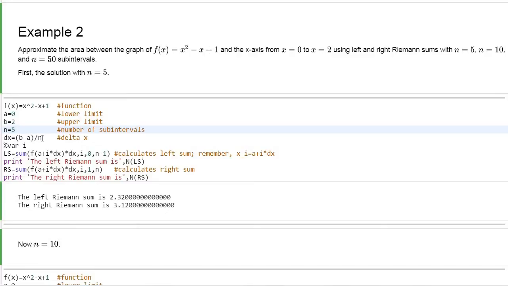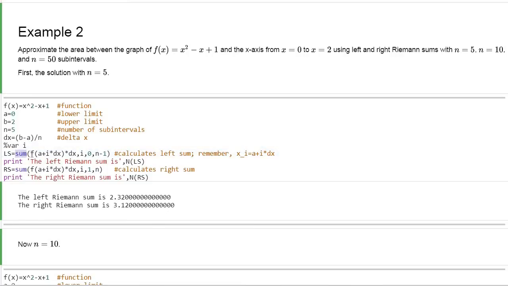So dx is my shorthand for delta x, because I didn't want to type delta x every time. That's b minus a over n. That's the width of each subinterval. I'm going to use i for my summation variable, so I declared it here. And here's the left Riemann sum.